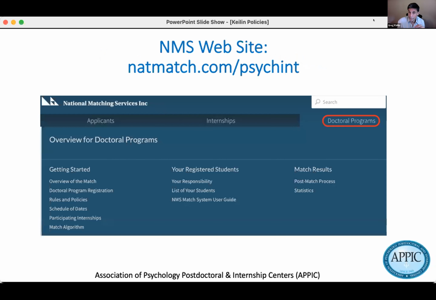The other place that's important is the National Matching Services website. If you go to the main page, you can see there's a link specifically for doctoral programs, and you're going to get on the left side lots of information. You can read about the algorithm if that kind of thing excites you, the Nobel Prize winning algorithm, I'll say. This is also where you access your list of students, where you get your students' match results and other kinds of links that will be helpful. So again, there's good information on both websites. Just knowing where to find it, I think, is really key. And that wraps it up for me.